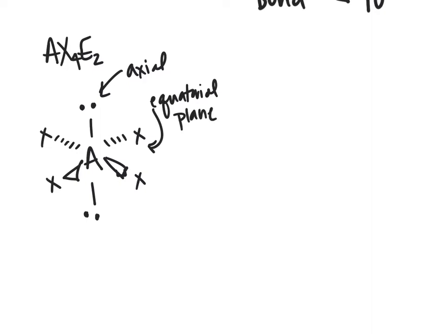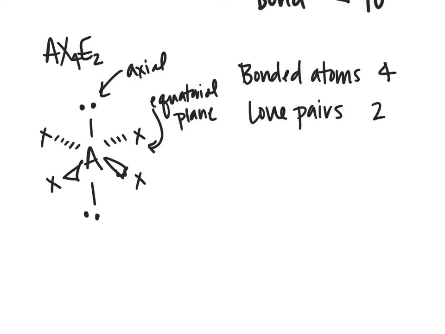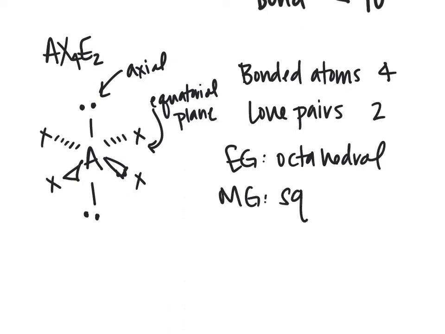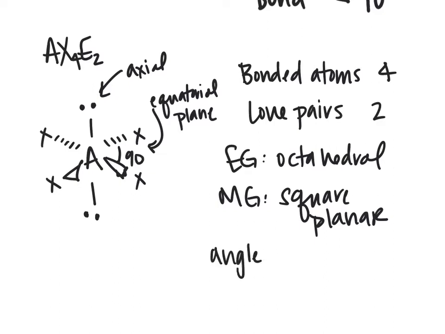And so now we have 4 bonded atoms, 2 lone pairs. The electron geometry, like everything else, is octahedral. And the molecular geometry is square planar. And these bond angles are 90. In this case, they're exactly 90.